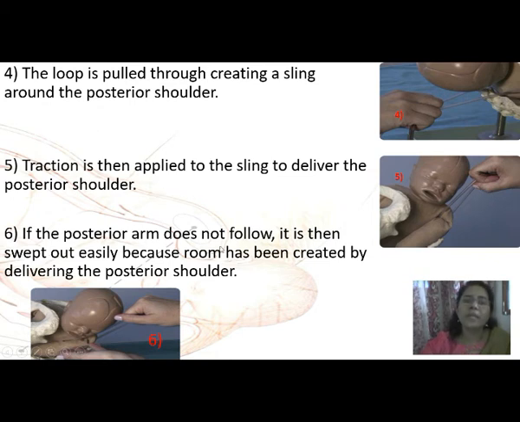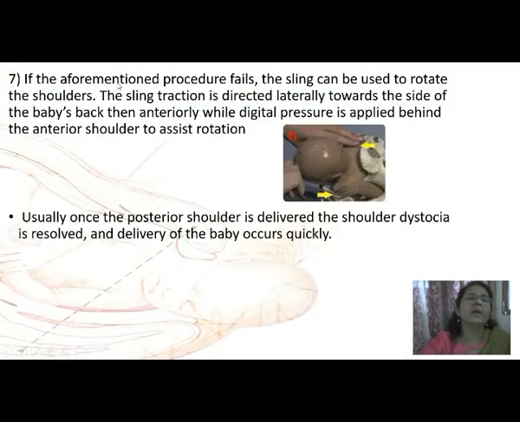If the posterior arm does not follow, it can then be swept out easily because room has been created by delivering the posterior shoulder. When we turn it, there will be enough space for delivery of the arm. So that is the method. Then what if the aforementioned procedure fails? If it fails, the sling can be used to rotate the shoulder. If we cannot pull it out, what can we use?